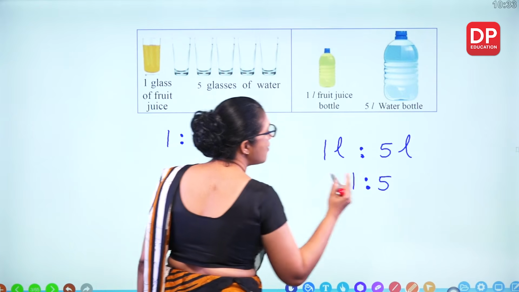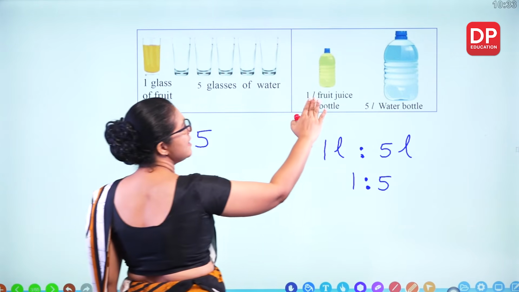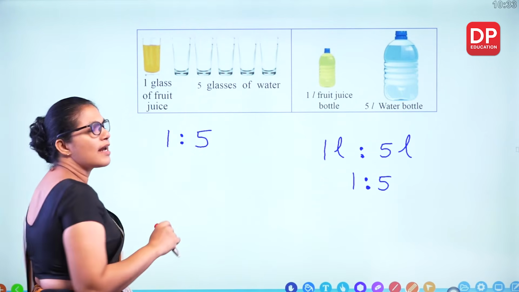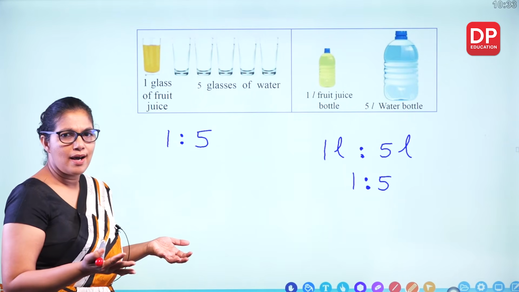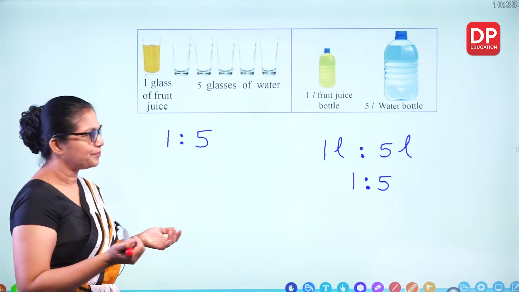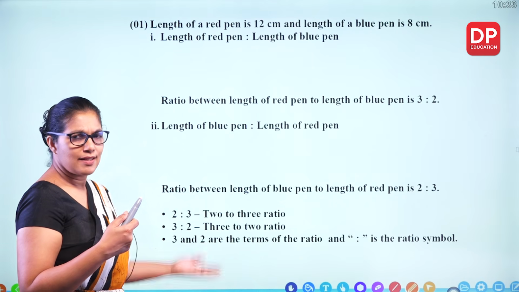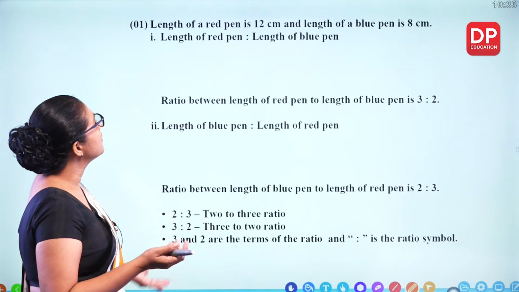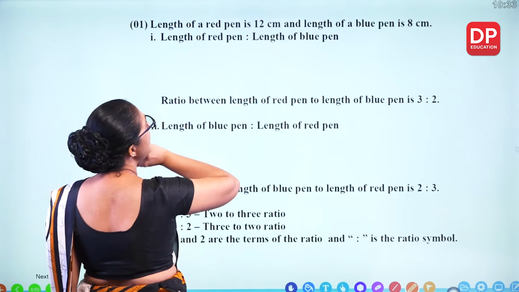So these are ratios, measured in the same units. This is in liters. This is also in liters. This is in glasses. This is also in glasses. So same quantities, you can compare two quantities like that. Length of a red pen is 12 centimeters and length of a blue pen is 8 centimeters. So both are in centimeters. Both are about length. So what's the ratio between length of red pen to length of blue pen?